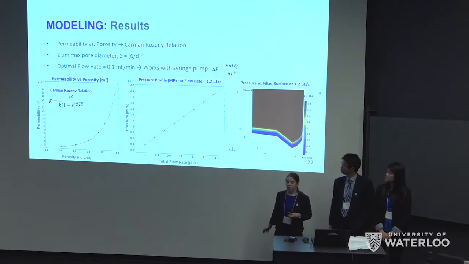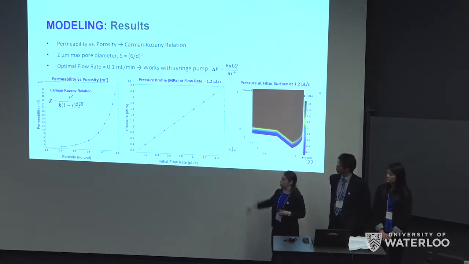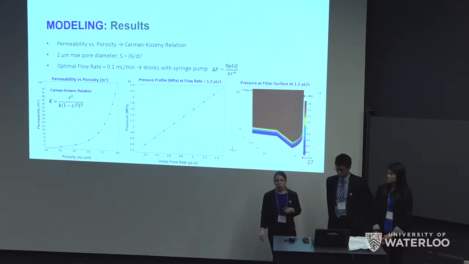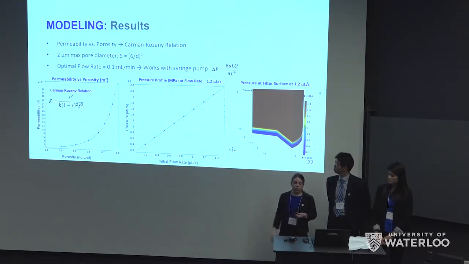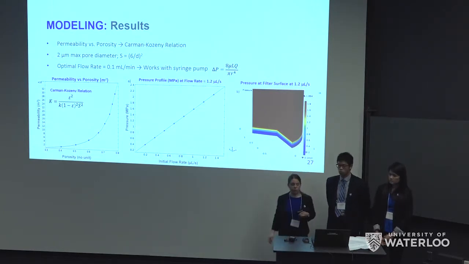So the pressure profile at the filter surface is exactly linear with initial flow rate, which is what we expect based on Stokes flow, which is related to the Hagen-Poiseuille equation, where mu is the viscosity of oil, L is the length of the syringe, Q is the flow rate, and the radius of the syringe is R. So from this graph, we were able to get that about 1.2 microliters generates slightly less than 2 MPa. So we went ahead and looked at the pressure at the filter surface, and that's exactly what we find. It's about 1.8 right here.